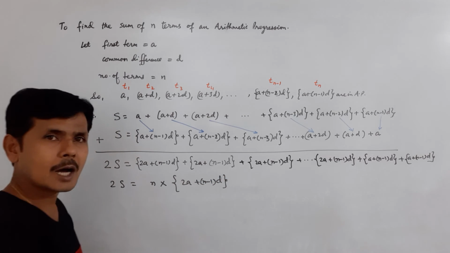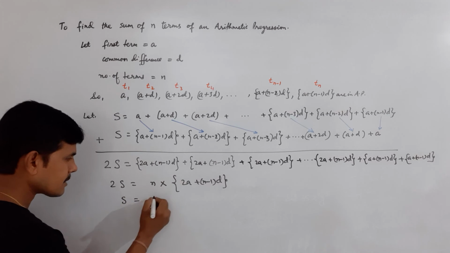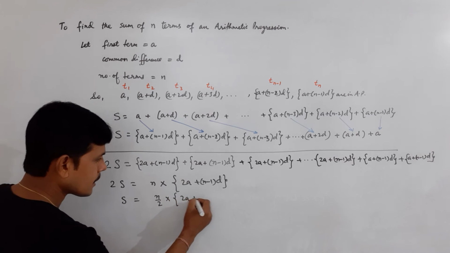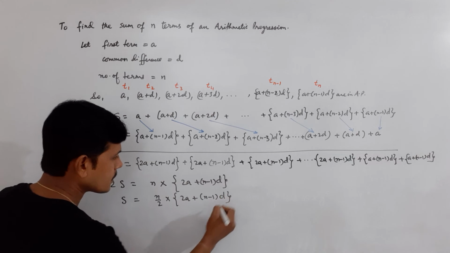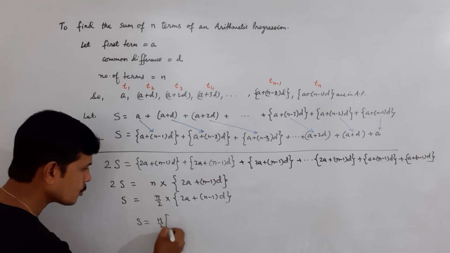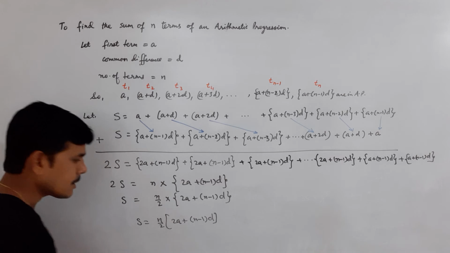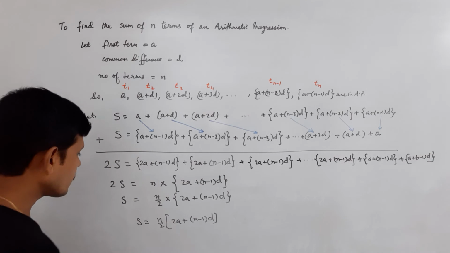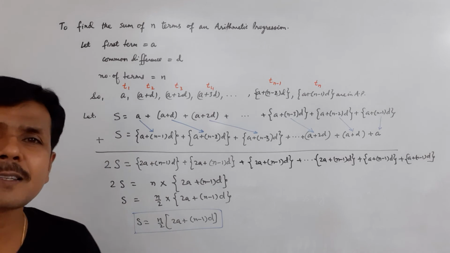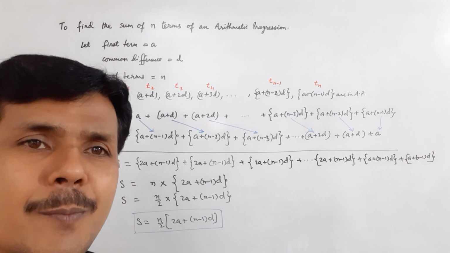Now I am dividing both sides by 2, so I'll get S equal to n upon 2 into (2A plus (n minus 1) times D). Now you can see we have got the formula S equal to n upon 2 (2A plus (n minus 1) times D). This is the formula we had to find out. This is the important formula for finding the sum of n terms of an arithmetic progression.